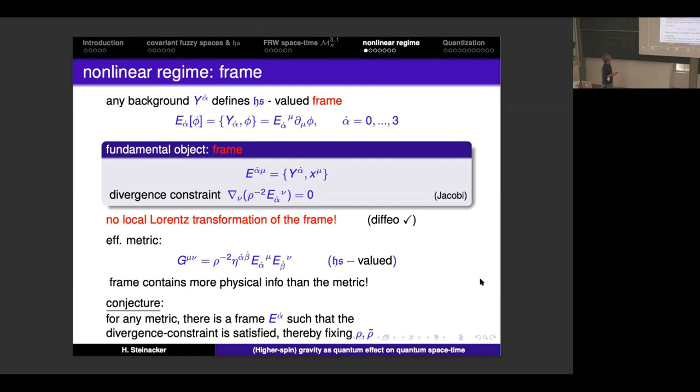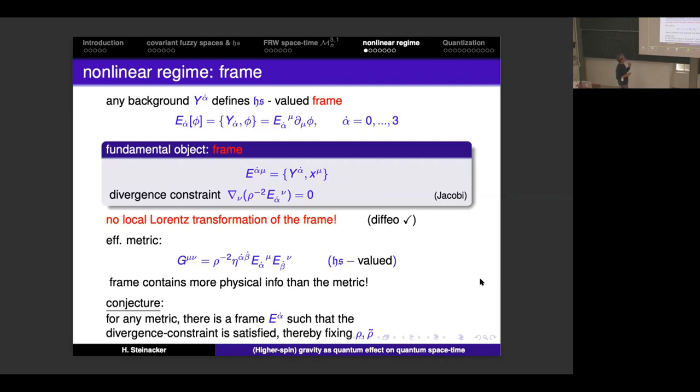So now let me go to the nonlinear level. So of course you want to understand gravity at the nonlinear level, and then you see that it looks a bit different from general relativity. The main guideline is that the fundamental object is the frame. As I told you in the beginning, the matrix configuration defines your frame, and the frame arises from the symplectic structure, or from the Poisson bracket more precisely. But in fact, the frame satisfies a constraint, namely the frame is essentially divergence free. So this is an identity which basically comes from the Jacobi identity of the symplectic structure. So that's what you usually don't expect.